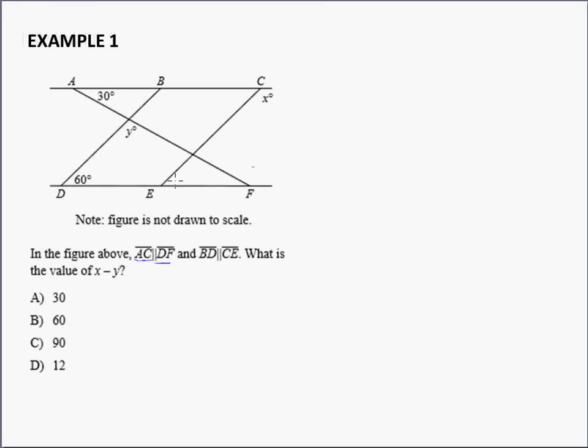The distance AC, which is this distance here, is parallel to this distance here. And then they are also saying that BD, which is this distance here, is also parallel to this distance here, right? Because you can see that this is also parallel. What is the value of x minus y? So we want x minus y is equal to what? That means we need to find x, we need to find y, and then subtract the two.